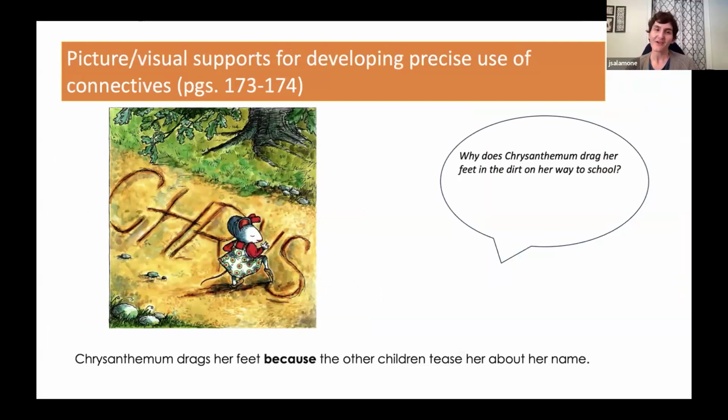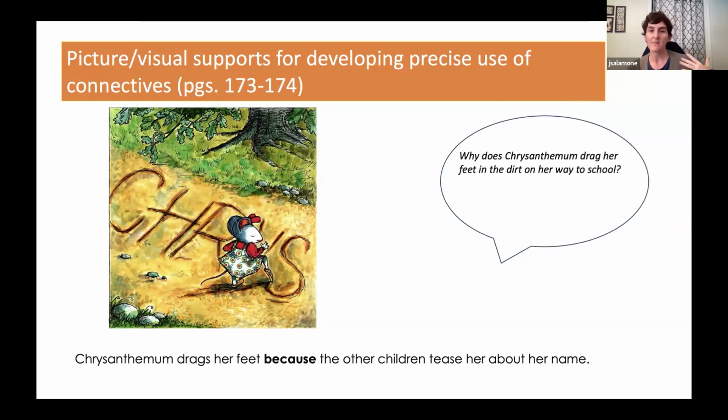Yeah. I also think that we can use picture and visual supports for developing precise use of connectives. I believe it's Oakhill and colleagues, again, who talk about using these picture supports for our youngest learners. So we can start to think about, for example, causality, which is where my mind is these days because I'm thinking about history text a lot. But we can develop causality using a picture support like this one.